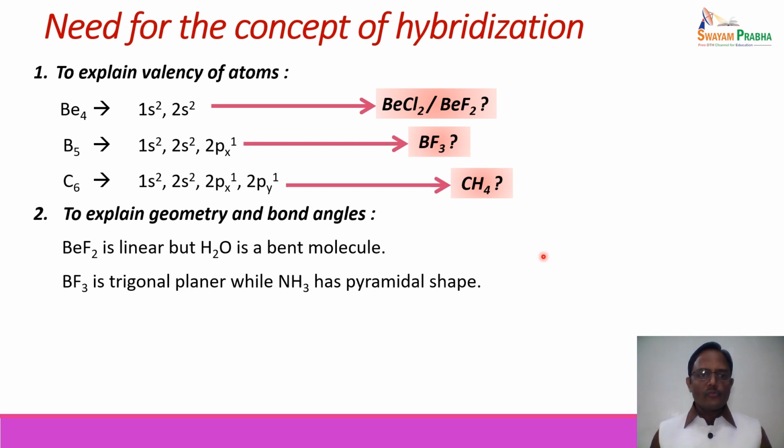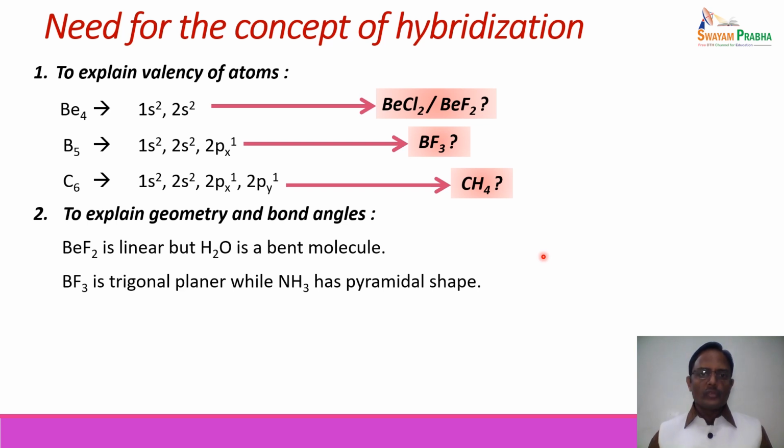Similarly, BF3 is a trigonal planar molecule, but the similar looking molecule NH3 has a trigonal pyramidal geometry. So why is BF3 planar and why is NH3 pyramidal in nature? This cannot be explained unless and until we consider the concept of hybridization.